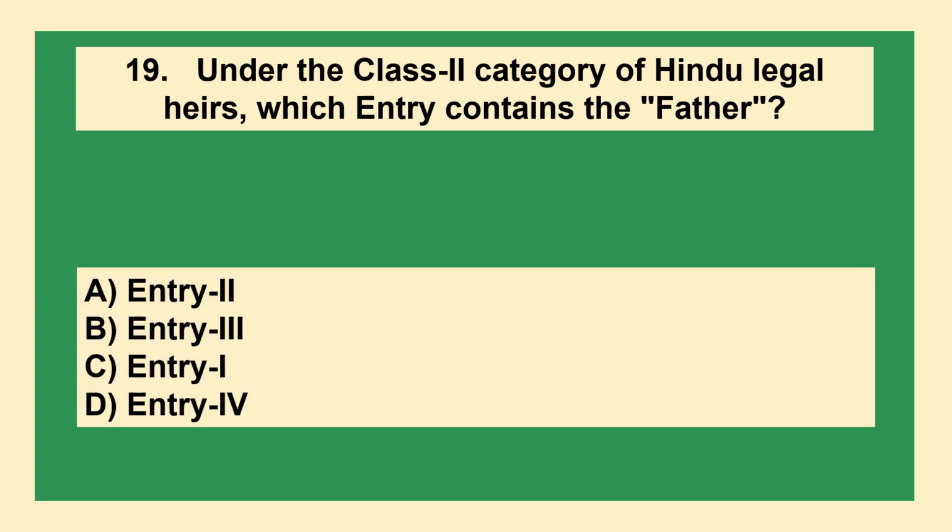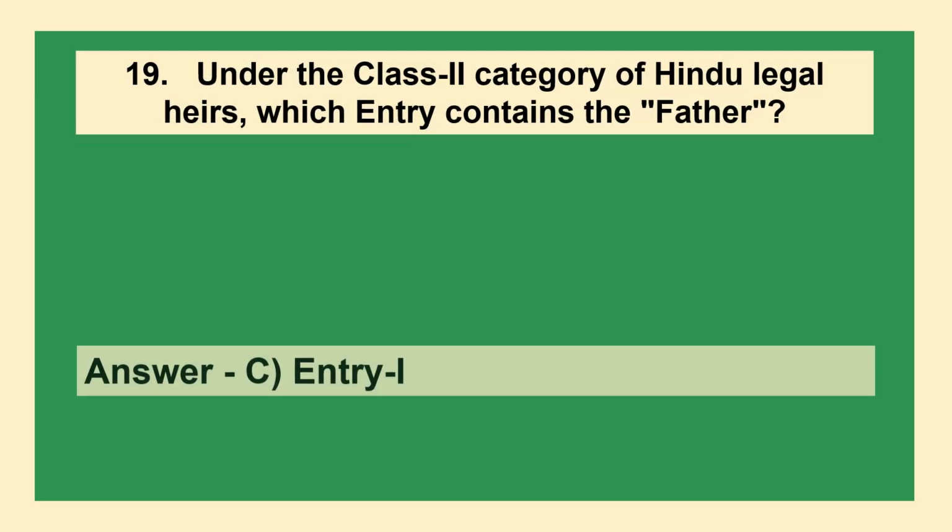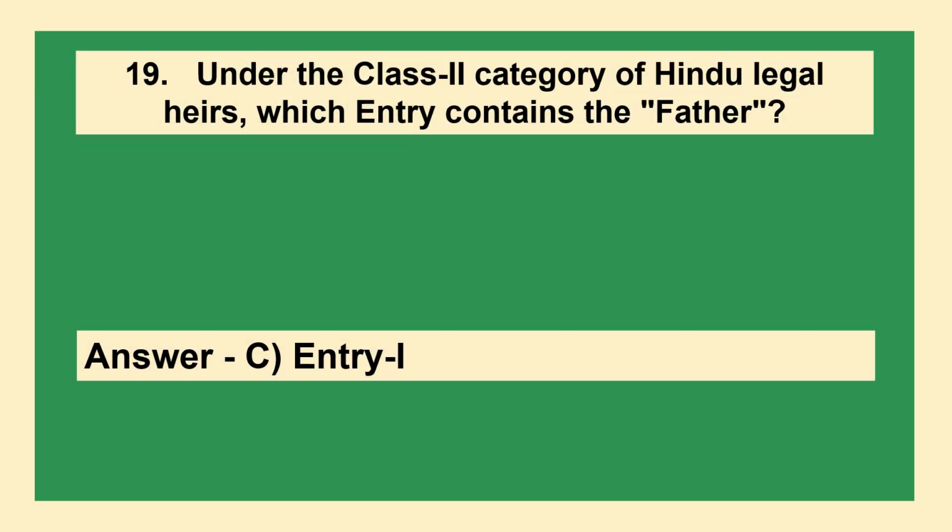In another class 2 category of Hindu legal heirs, which entry contains the father? Option A, entry 2. B, entry 3. C, entry 1. D, entry 4. The answer is option C, entry 1.